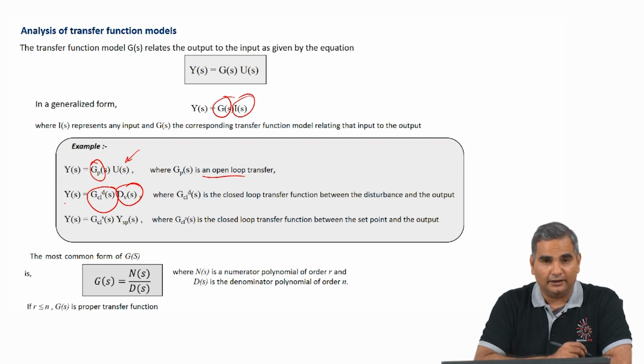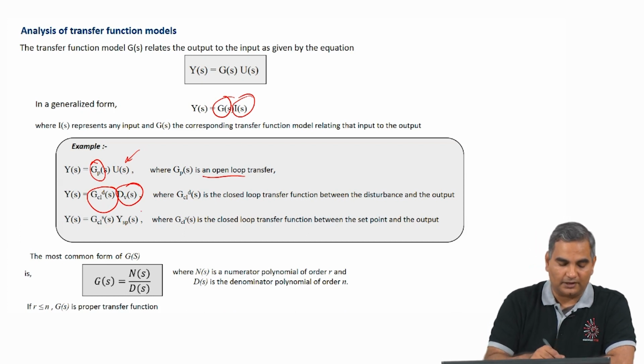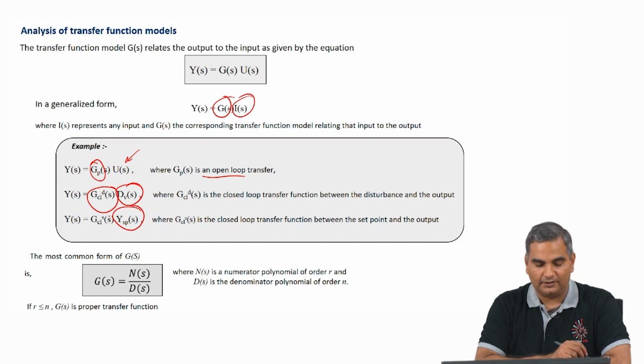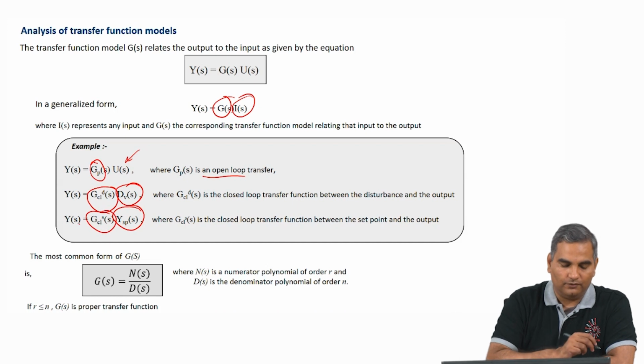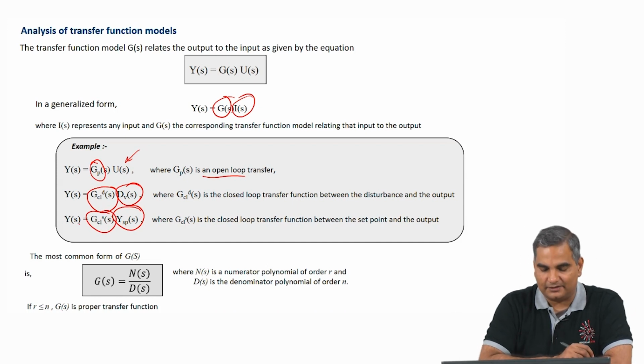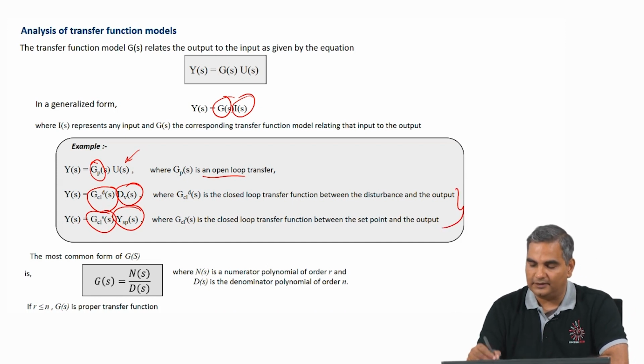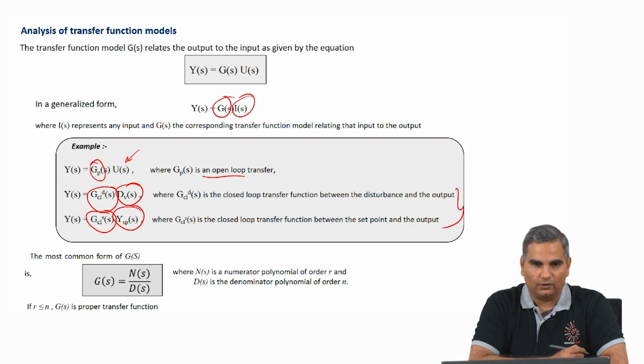There is another input which we have not talked about, which is the set point. So, Y set point(s), if that is the input, then the effect of that on Y we call a closed loop transfer function, right, and these two we will see once we define what a controller is and how you handle controllers and so on.